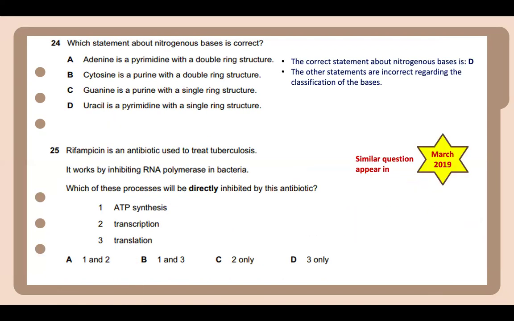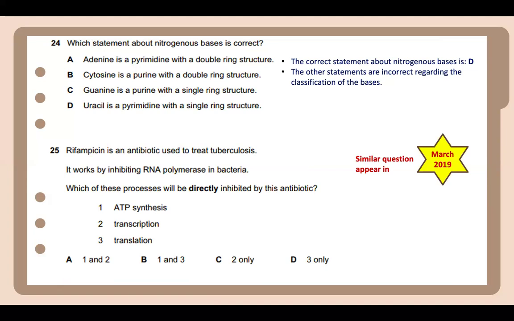Which statement about nitrogenous bases is correct? The correct statement about nitrogenous bases is that uracil is a pyrimidine with a single ring structure. The other statements are incorrect regarding the classifications of the bases.